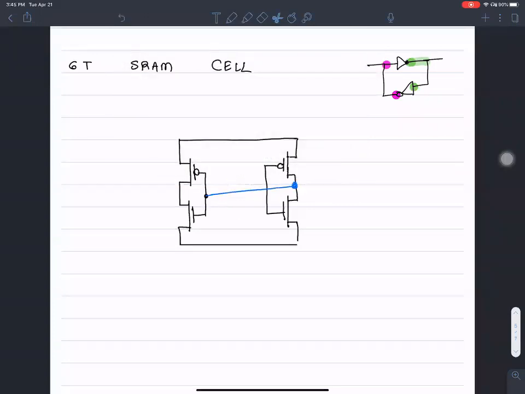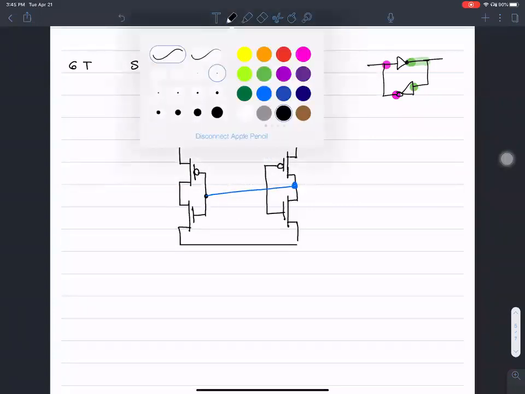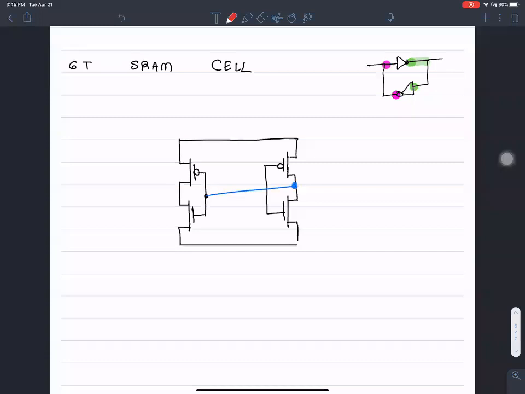The input is connected there, and then the output of one is connected to the input of the other.